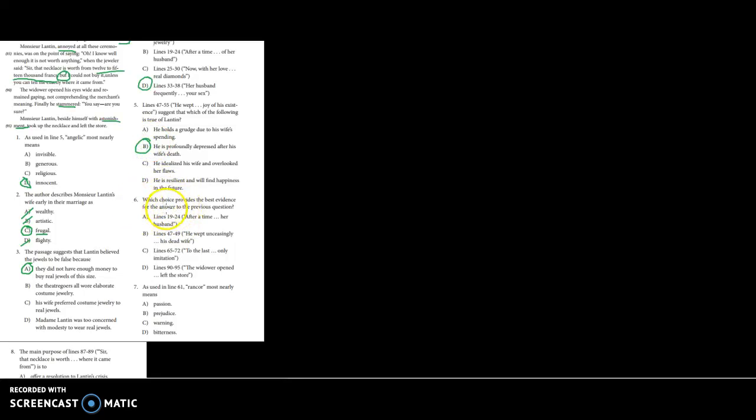And then, okay, another command of evidence here. Which choice provides the best evidence? I think it's really just the same thing. I think it's these lines 47 to 49, right? Because that's where it talks about him just weeping and not getting over his wife. So that's that.